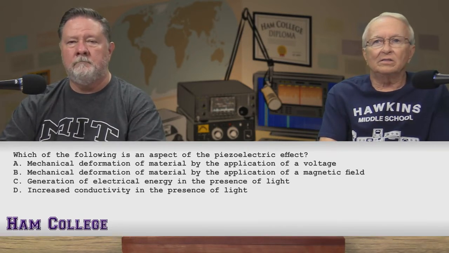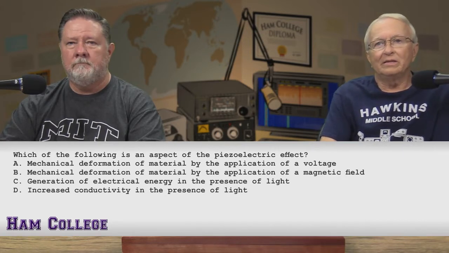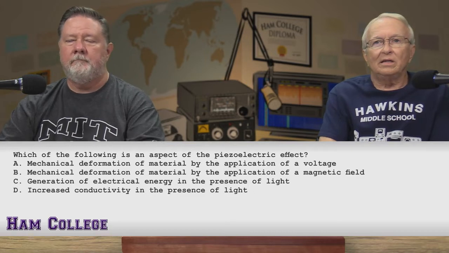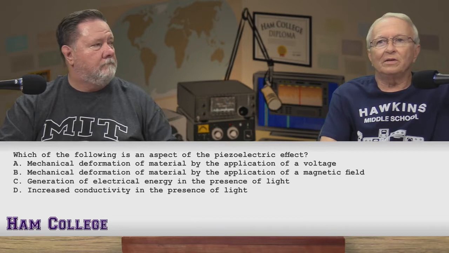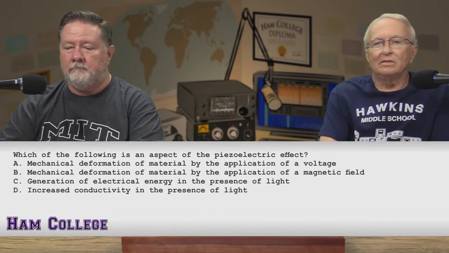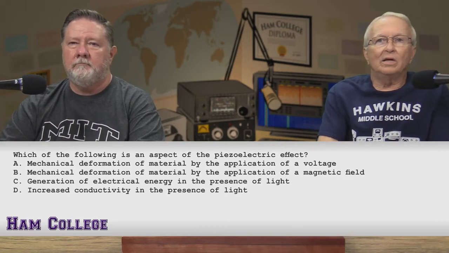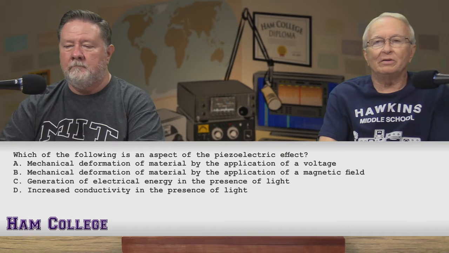Well, it has nothing to do with light, so you can rule out C and D. So that leaves A and B. And it has nothing to do with the magnetic field, so that only leaves A. It's mechanical deformation of material by the application of a voltage.